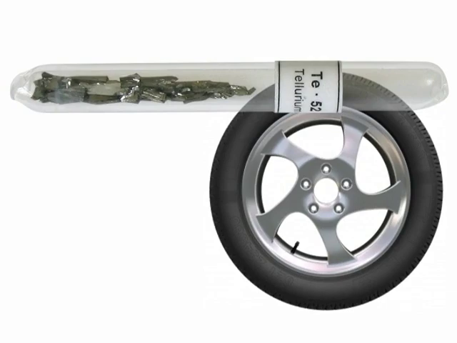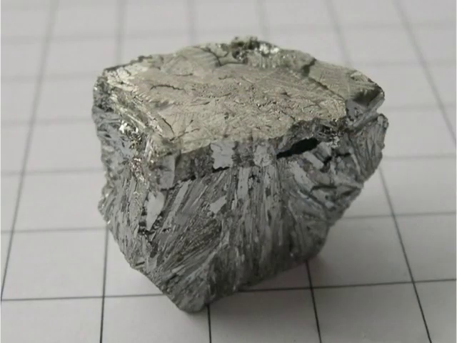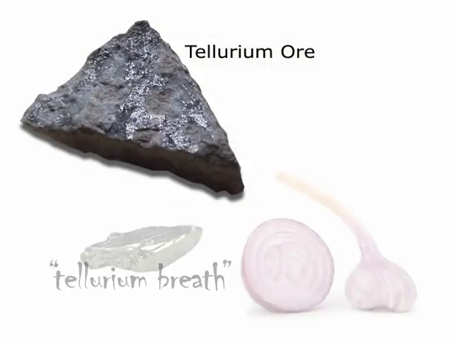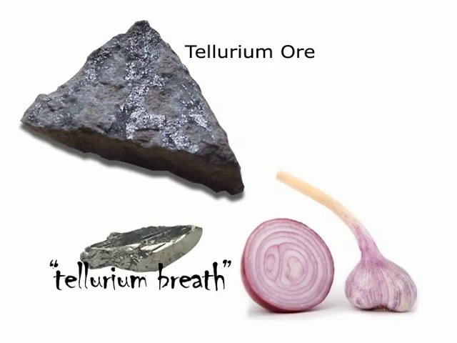Tellurium is one of the few elements that naturally combines with gold. It is mildly toxic, and absorbing even a tiny amount gives you tellurium breath, a strong garlic onion odor to your breath that will last for weeks.